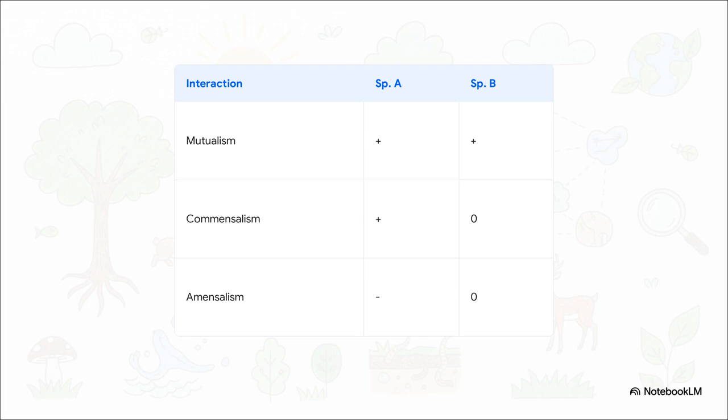In mutualism, both species get a plus. They both win. In commensalism, one gets a plus and the other gets a 0, meaning they're completely unaffected. And in amensalism, one gets a minus, so they are actively harmed, while the other remains completely neutral at 0. Let's look at some incredible stories from nature to really bring this math to life.